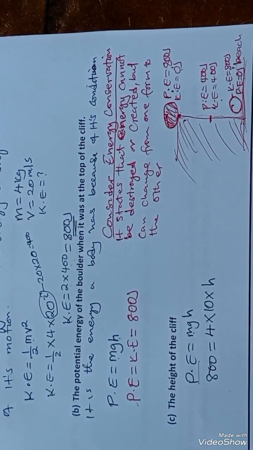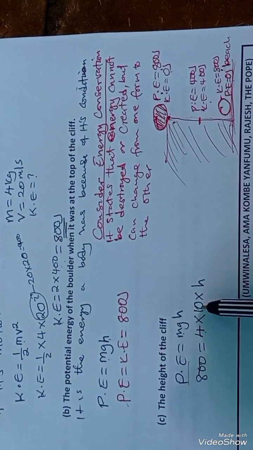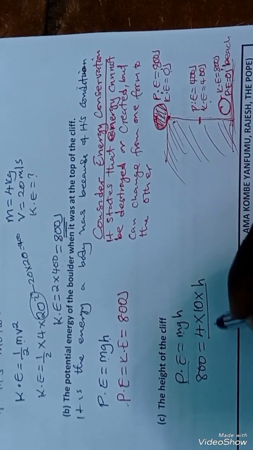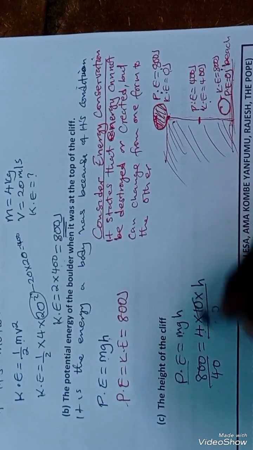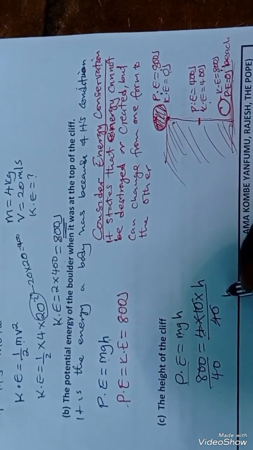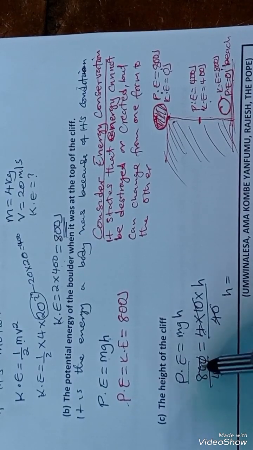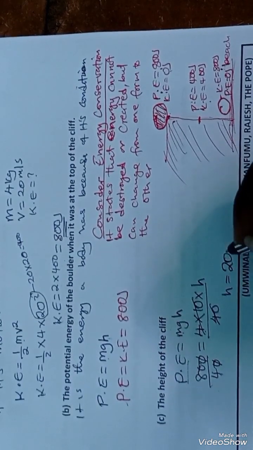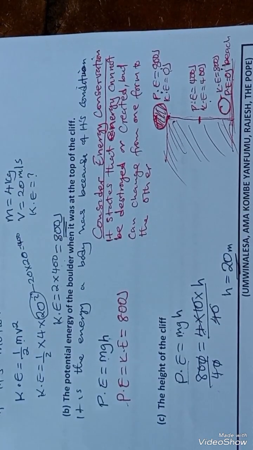Remember, 4 times 10 is 40. So I'll divide throughout by 40. 40 and 40 go, so height is equal to 800 divided by 40. The zeros go, so 4 into 80 is 20 meters. So that is the height.